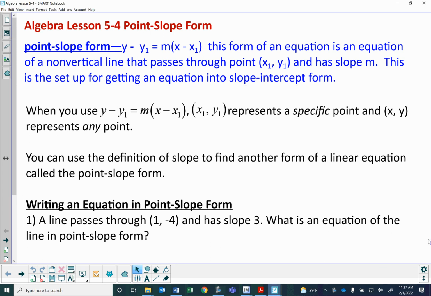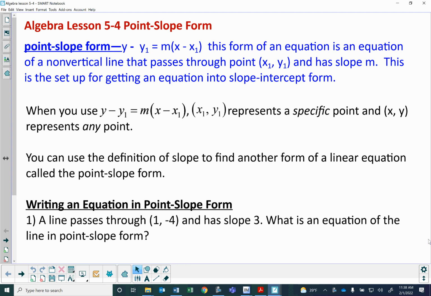This is Algebra Lesson 5-4, Point-Slope Form. In the last lesson, we took a look at slope-intercept form of an equation. There's another form of an equation that's very similar to slope-intercept form, but it's called point-slope form. Point-slope form is the equation y minus y1 equals m times x minus x1.